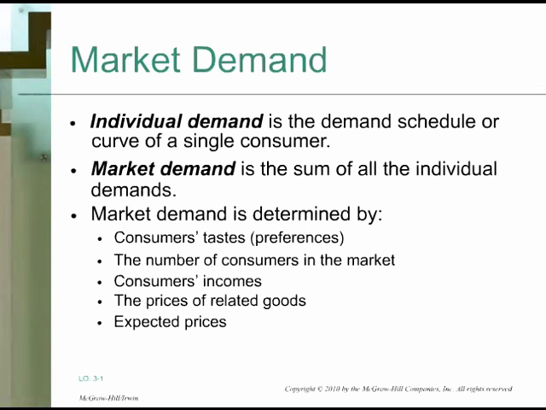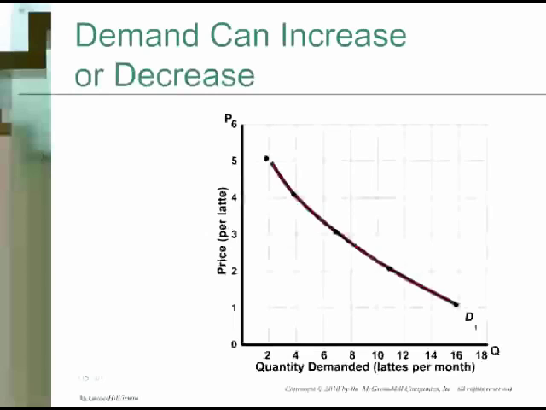We just analyzed individual demand, the demand schedule or curve of a single consumer. Market demand is the sum of all the individual demands. Market demand is determined by consumers' tastes, preferences, the number of consumers in the market, consumers' incomes, the prices of related goods, and expected prices.